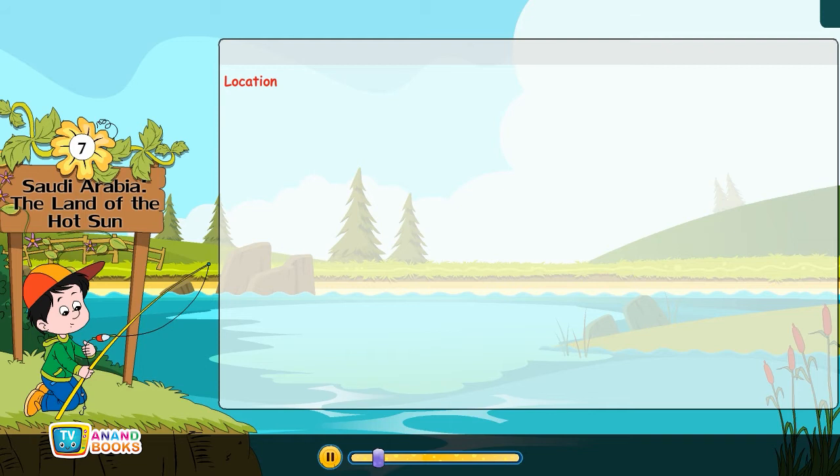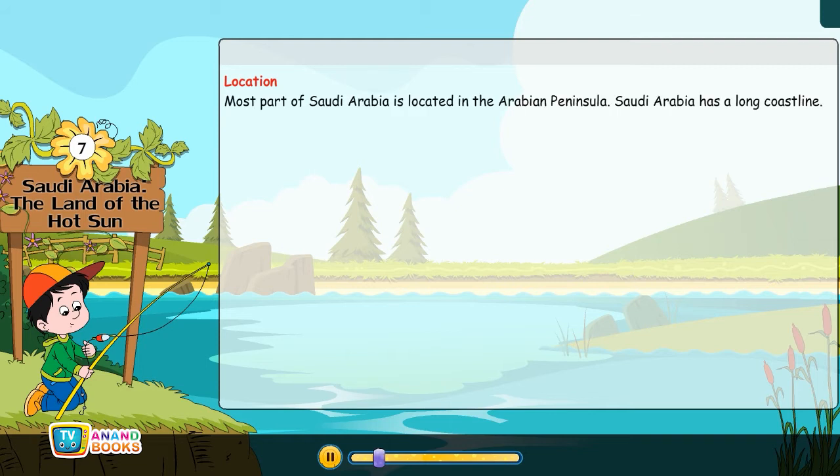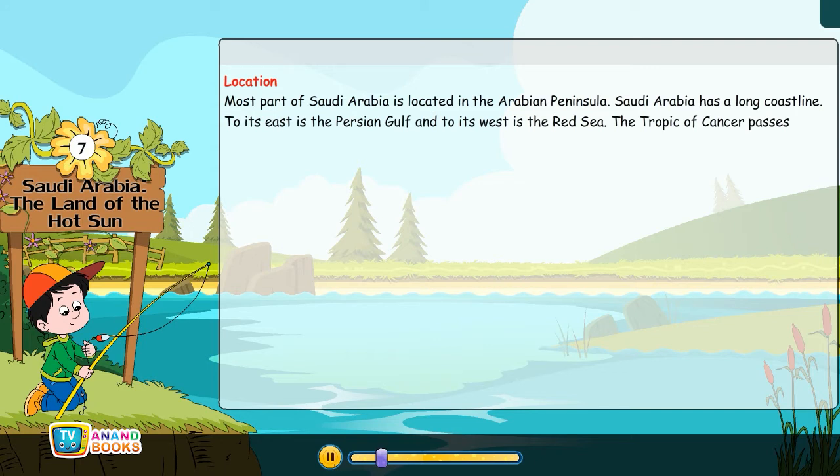Location. Most part of Saudi Arabia is located in the Arabian Peninsula. Saudi Arabia has a long coastline. To its east is the Persian Gulf and to its west is the Red Sea. The Tropic of Cancer passes through the middle of Saudi Arabia.